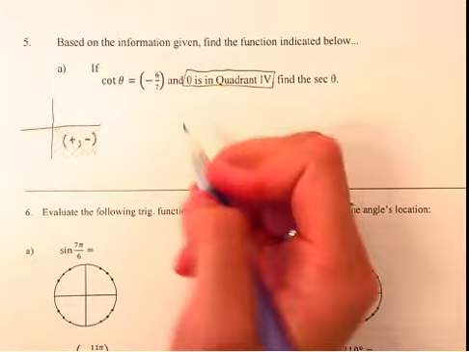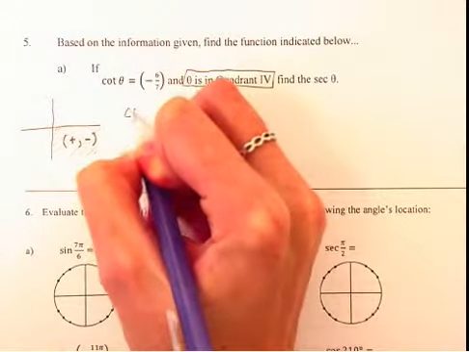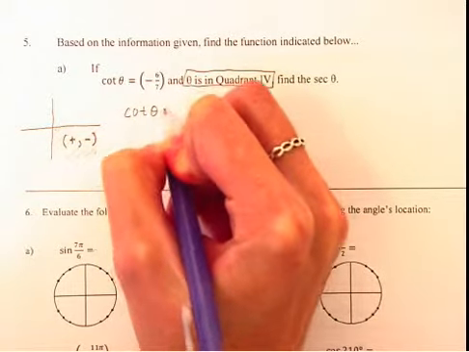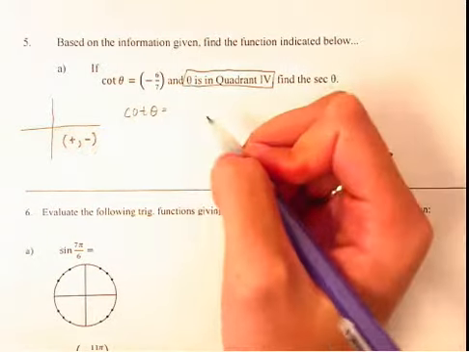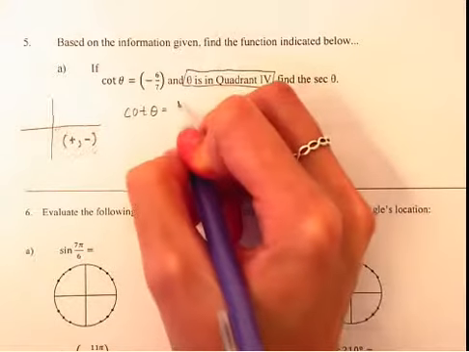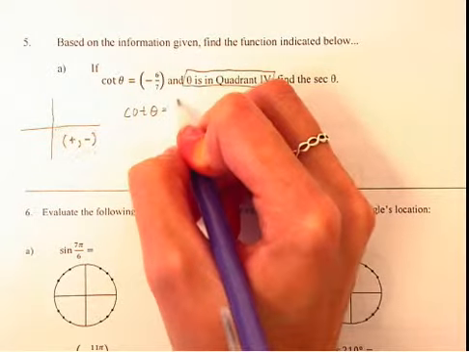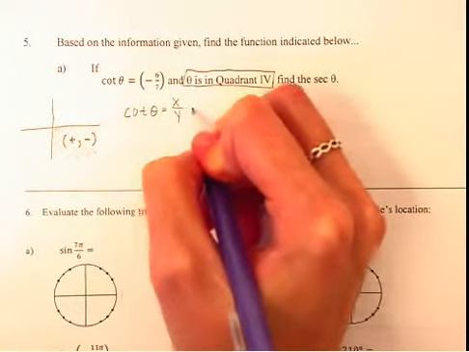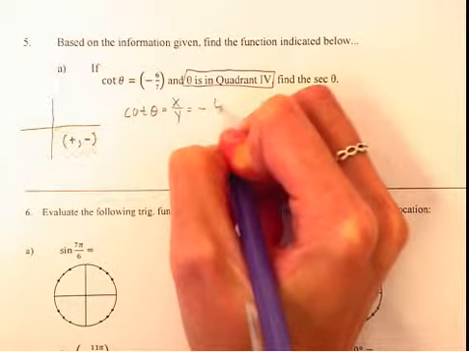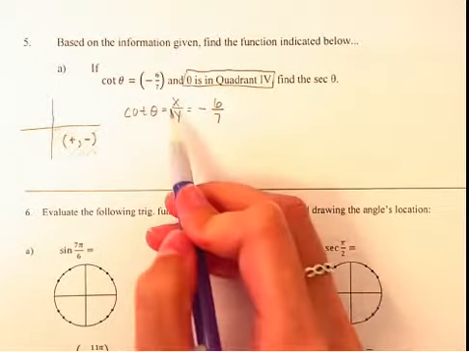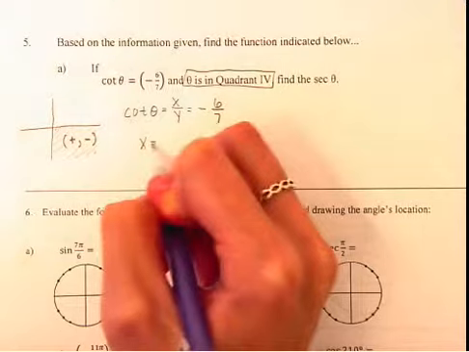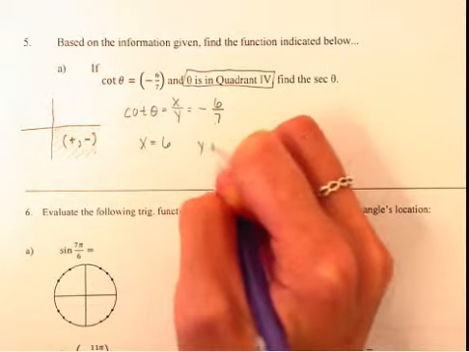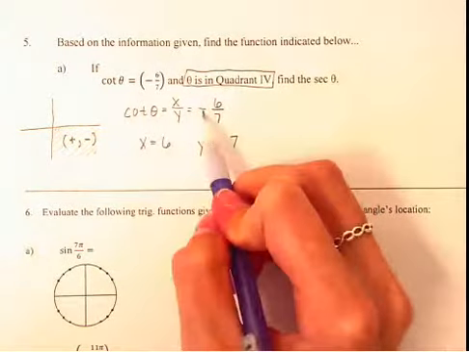What do I already know? I know that cotangent of theta is negative 6 over 7. But I also know that cotangent is the reciprocal of tangent. It is x over y. So if I assign that to what's given to me, I can say that x is 6 and y is 7. But where does that negative go?